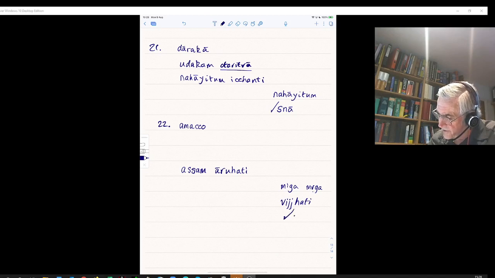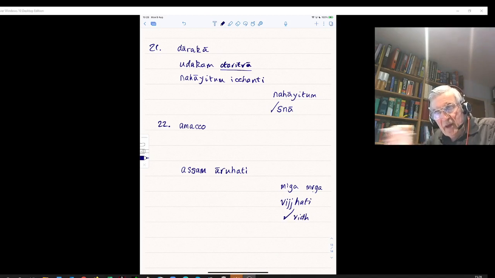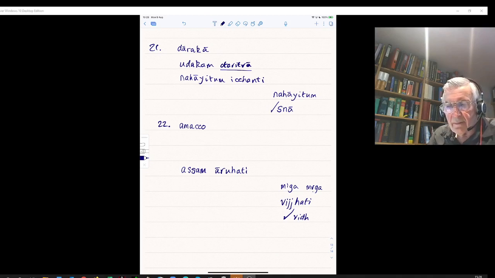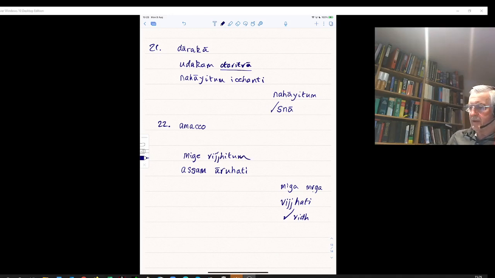It's from the root vidh. The basic meaning of that is to pierce. The idea is piercing with an arrow, shooting arrows at. Just literally to pierce deer, but to shoot deer. Then it is mige vijjhitum. Mige vijjhitum. So the minister mounts the horse to shoot deer is amacho mige vijjhitum assam aruhati.